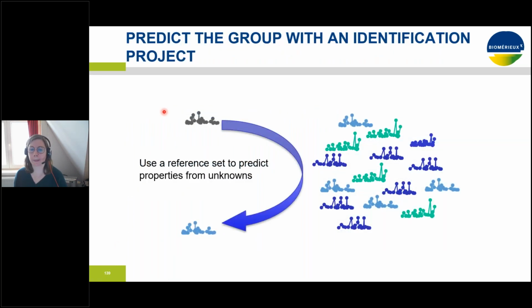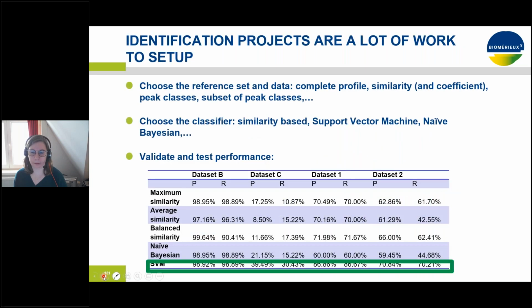Then with the machine learning algorithm, we call it in BioNumerics an identification project. You can predict the groups yourself. So based on a reference set, here on the right you see your reference set, you have an unknown sample and you compare it to your reference set to identify it. And you train the algorithm to do so, so that you don't have to do it yourself.